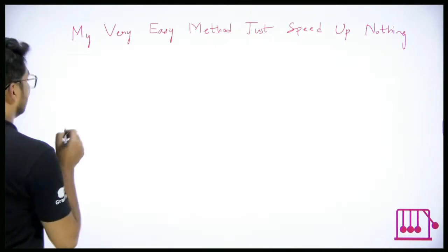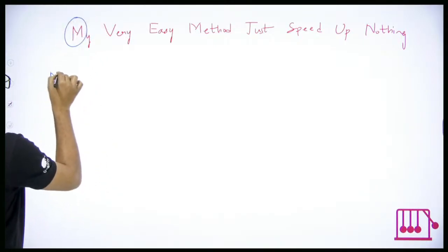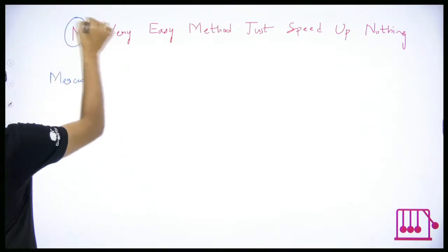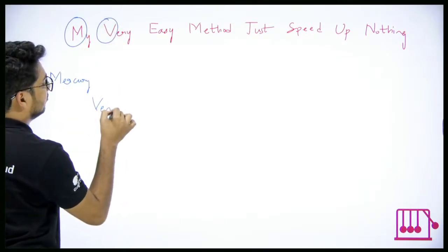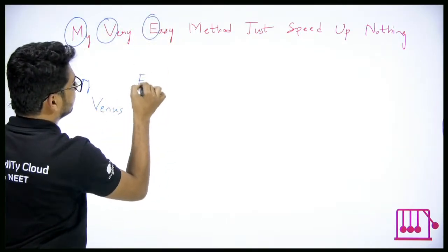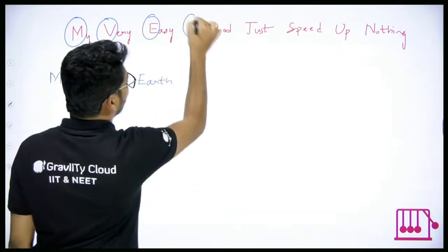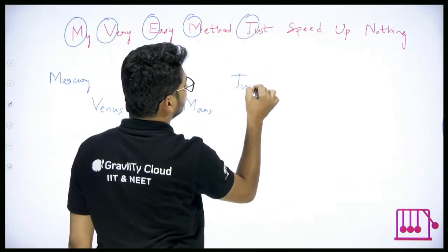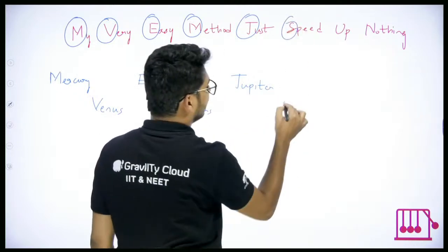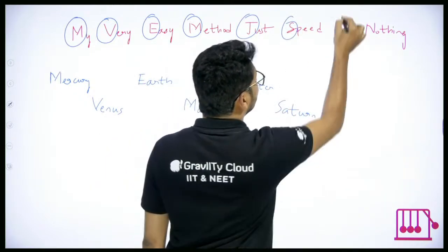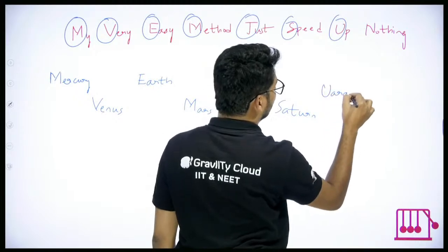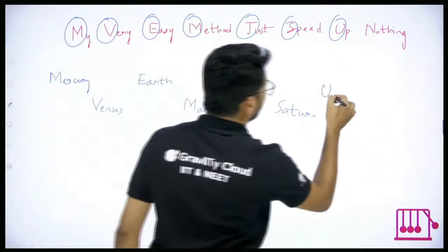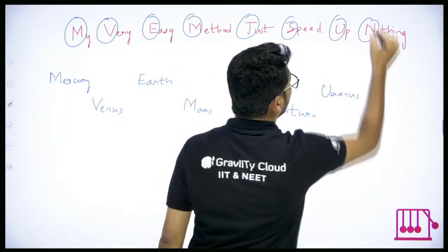And you have to look at the first letter. Here you have M. M stands for Mercury. So Mercury is the closest planet to Sun. Right. Then comes V. V stands for Venus. Then E. E stands for Earth. Then M. M stands for Mars. Then J. J stands for Jupiter. Then S. S stands for Saturn. Then U. U stands for Uranus. And N stands for Neptune.